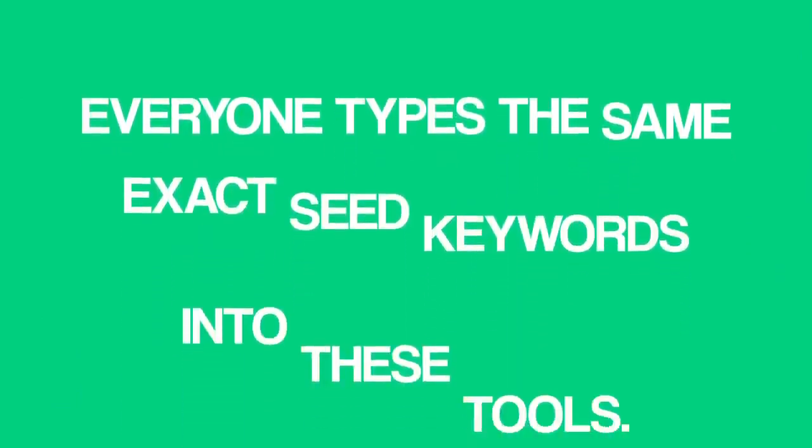seedkeywords.com. Most keyword research tools work the exact same way. Enter a seed keyword into a tool and get a list of suggestions. The problem with this approach is this. Everyone types the same exact seed keywords into these tools. No wonder most keywords are super competitive. That's where seed keywords comes in. It helps you sidestep this problem.